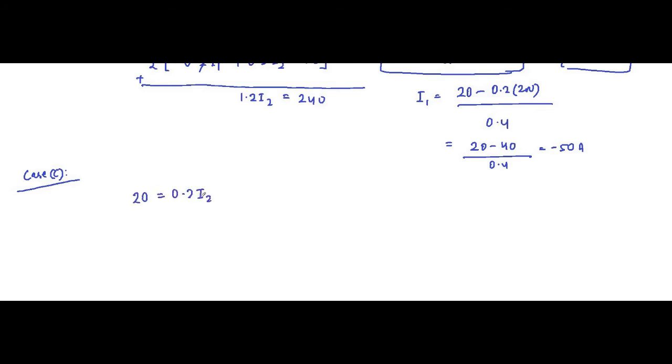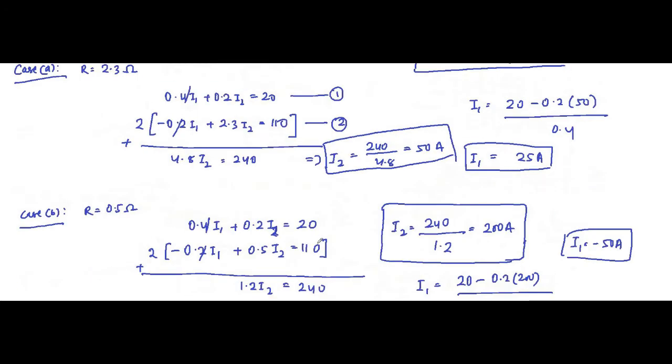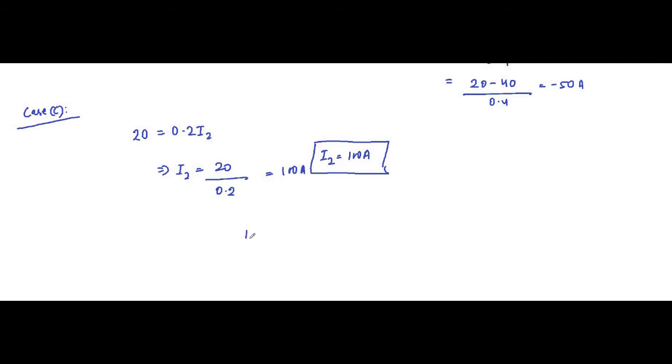That implies I2 will be 20 by 0.2, so that will be equal to 100 ampere. I2 will be equal to 100 ampere. Then we substitute this I2 value in equation 2, that is R I2 is equal to 110, that is the equation.